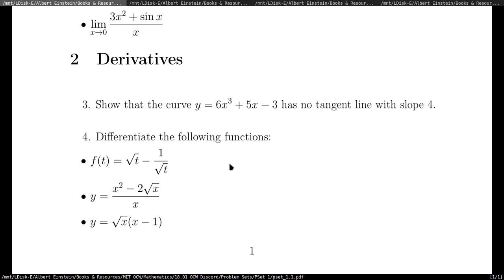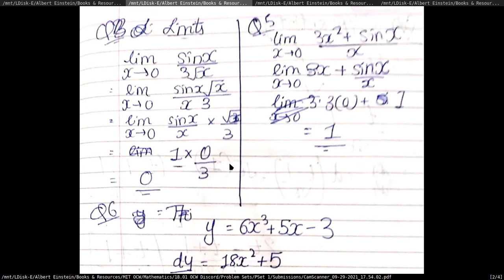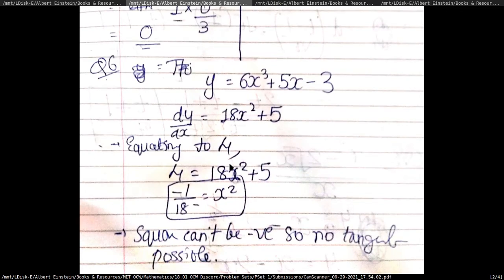So you have this function, this curve, and you have to show that this curve has no tangent line with slope 4, right? And I might have mentioned also to draw the graph, but you don't really need to draw the graph.